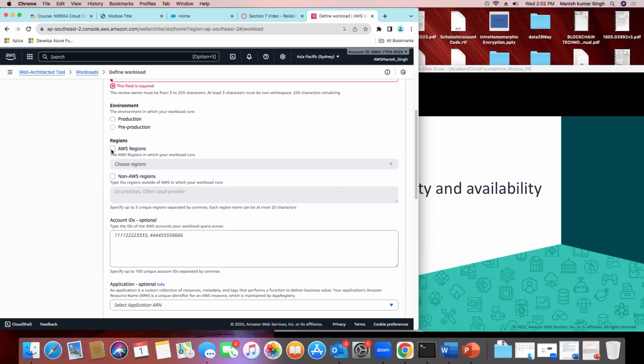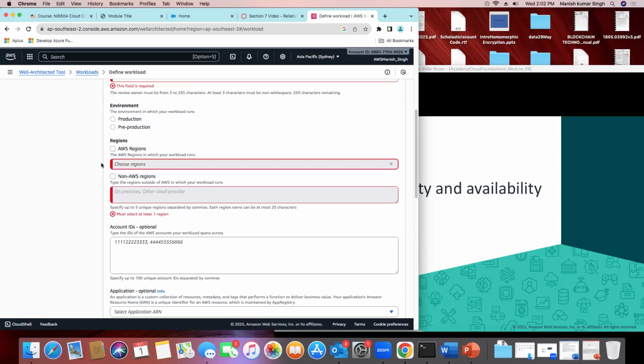You can try. You can just give some random data and try yourself. If you are using any particular regions, so if you have components which will not go in cloud, that's basically non-AWS regions. So basically the regions outside of AWS where your workload runs. For example, if you still want to keep some of your resources on premises.